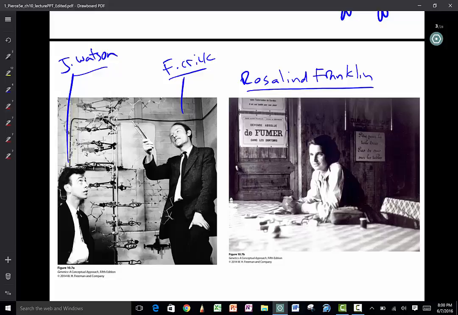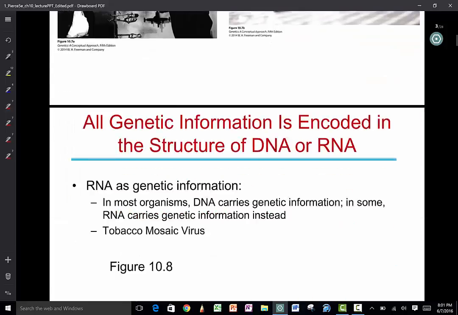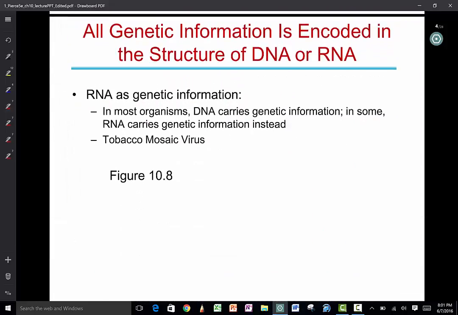People say that Watson and Crick stole the information from Franklin, and it's not that straightforward, but it's an interesting story. And if you ever get a chance, read more about it. But for right now, I want to mainly get to the point of getting you to just have a working knowledge of what the structure of DNA is.